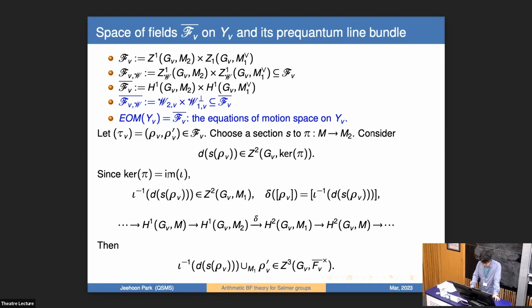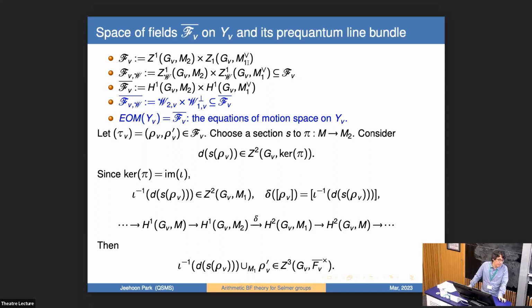So let's do that. Let me do that. I introduce the notation tau_v because rho_v prime is an element in F_v. So rho_v is in Z1(G_v, M2), and rho_v prime is in Z1(G_v, M1 check). M1 check is a dual, the Kummer dual.